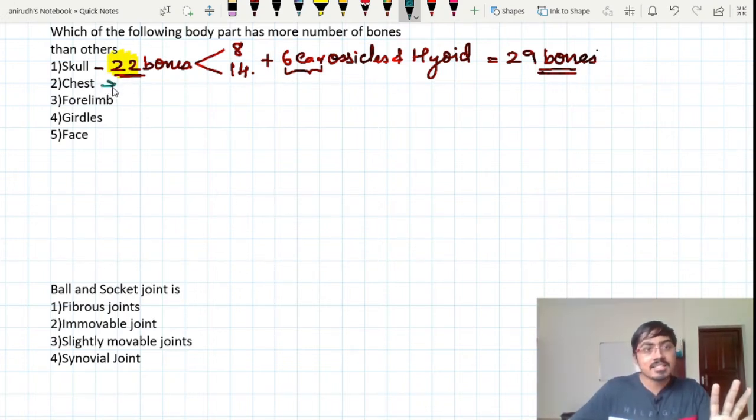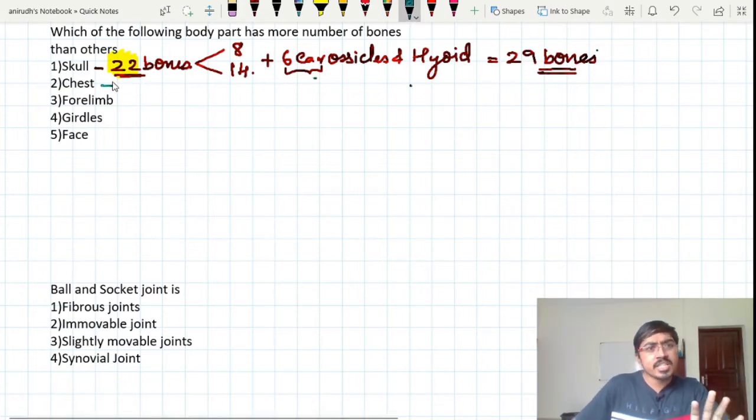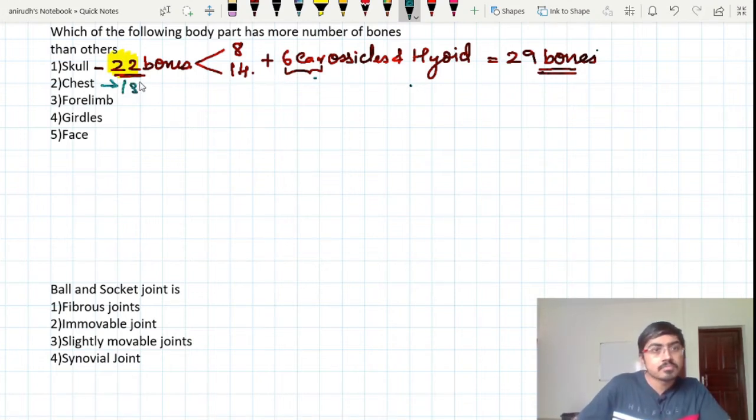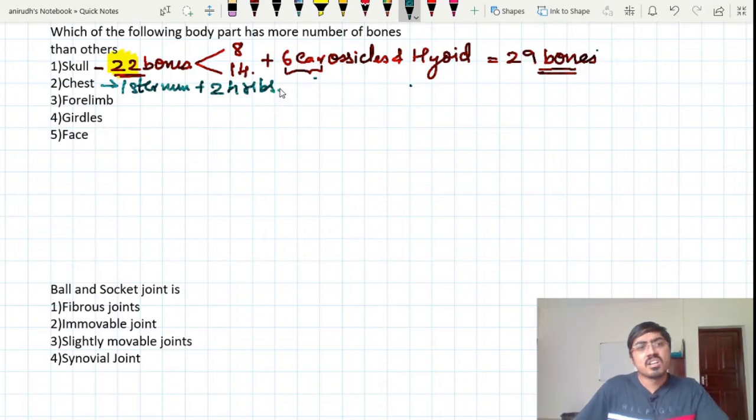Chest is actually, you can take it as one sternum. Now, what they mean by chest is this front side of the chest only. So you have one sternum plus 12 plus 12 ribs, isn't it? So 24 ribs are there. 24 plus 1 is 25 bones. Since they are just mentioning chest, I would like to consider only these bones over there.